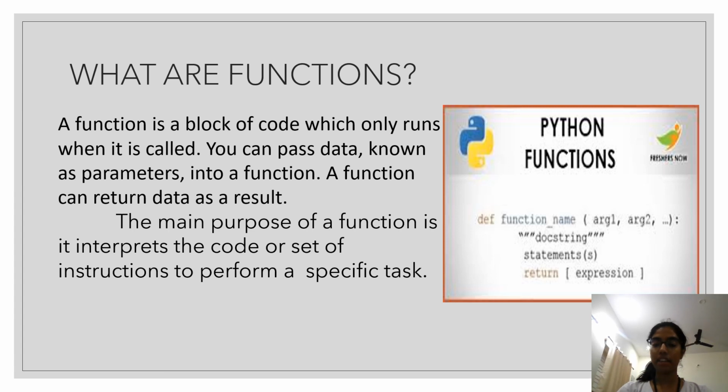So for example, def function_name(arg1, arg2). In a function, you pass some arguments. You can see arg1 and arg2, these are the parameters. Then you give a set of instructions, that is the statements, and then you return the expression.